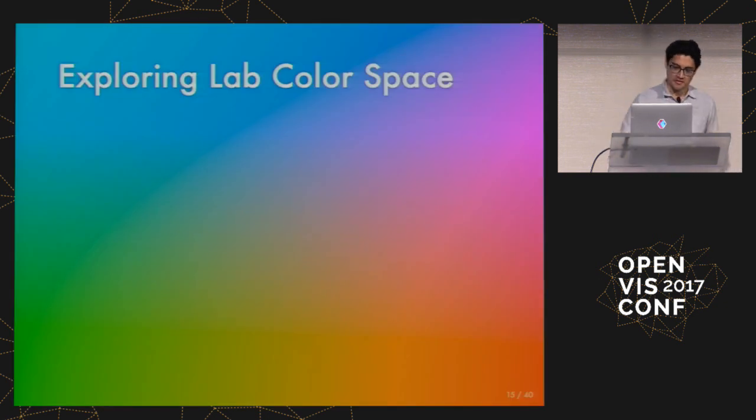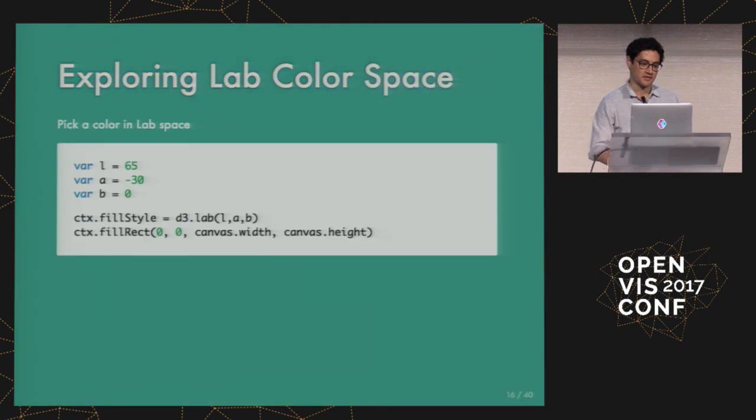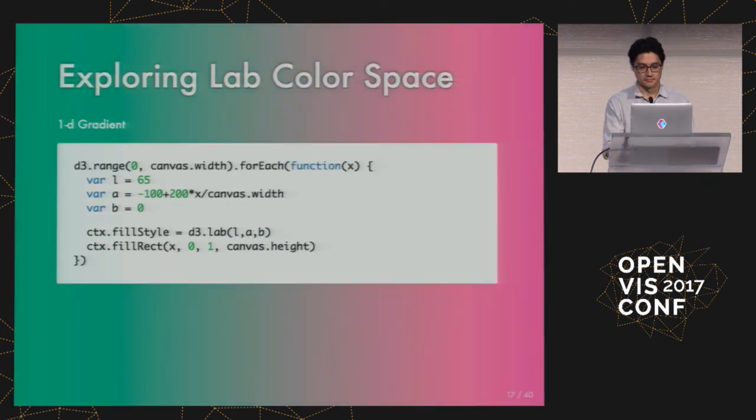I have a sequence here exploring the lab color space. It's a perceptual color space. It's available with D3. This is the first D3 method we're going to look at. It takes three arguments, L, A, and B. I've defined them here as variables, and we're just filling a rect that fills the screen. This is just picking a single color in lab space, and you can just take the return value of D3 lab and set it to a fill style.